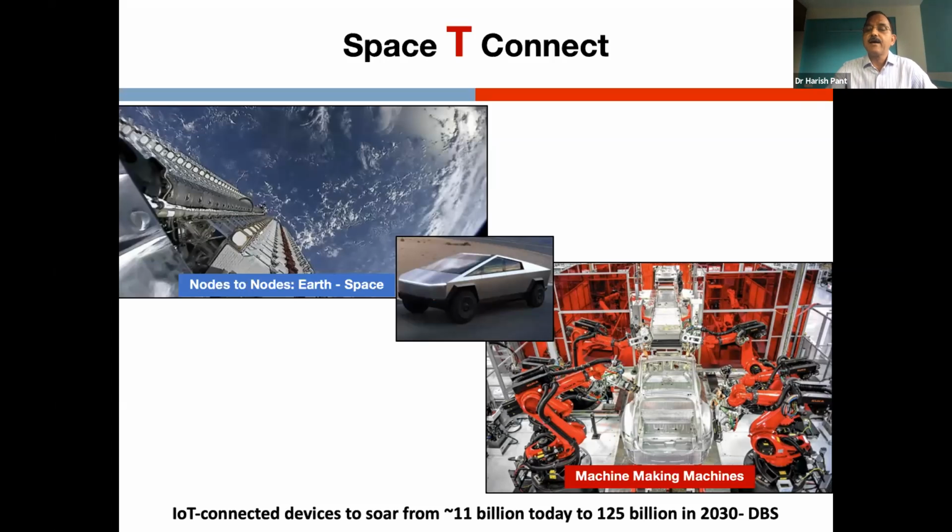By one DBS report, IoT devices are going to grow from 11 billion today to 125 billion by 2030. And this was the data pre-COVID. I'm sure that post-COVID, with the kind of leap happening in digital, this figure will multiply manifold.